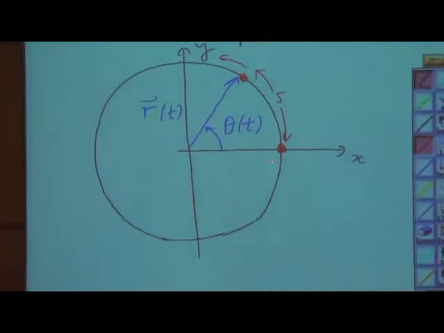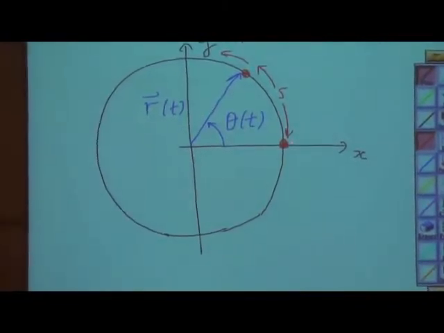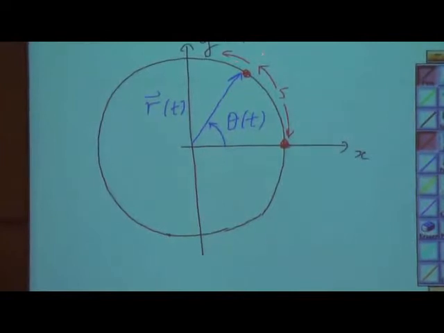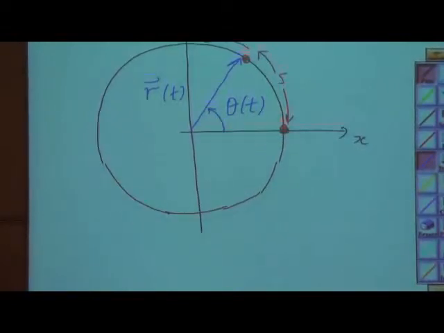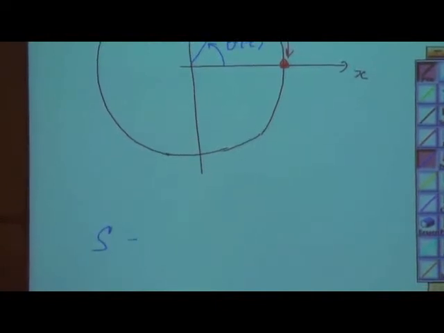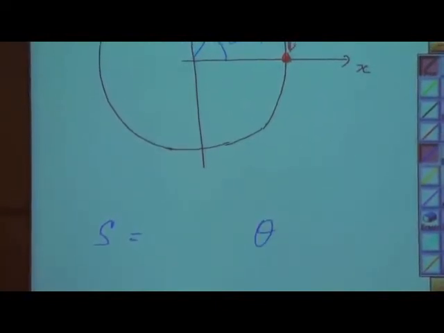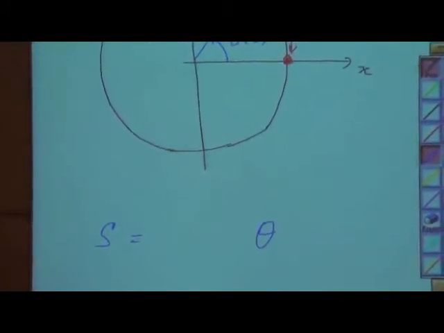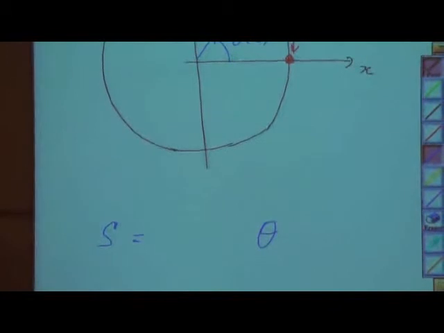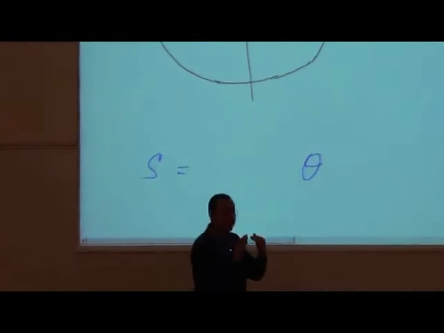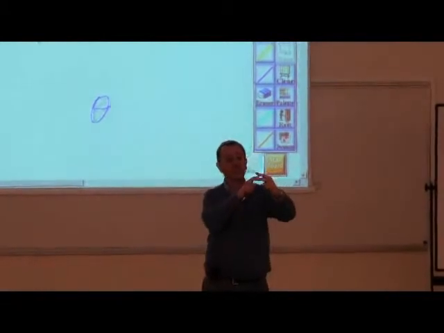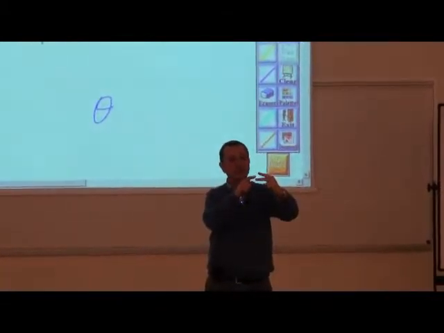Now you see, as the object moves, as theta becomes larger, this length will also increase. In fact, you can see that the length of arc is proportional to theta. S is proportional to theta. Okay, as the object moves along, theta increases, and the distance it travels on the circle increases in direct proportion to theta. Is this clear?